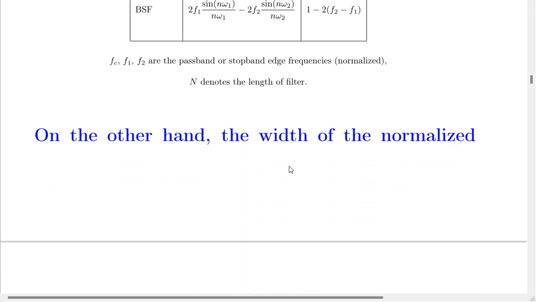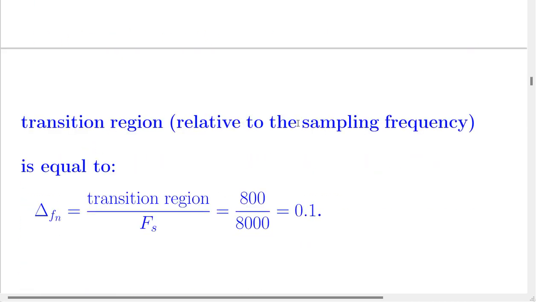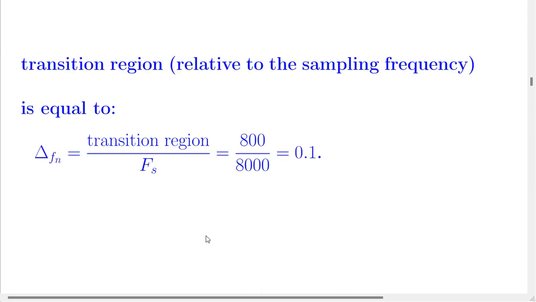On the other hand, the width of the normalized transition region relative to the sampling frequency, of course, is equal to transition region over Fs, which will be 800 over 8000. We will have 0.1 as delta F being normalized. Okay? 0.1.